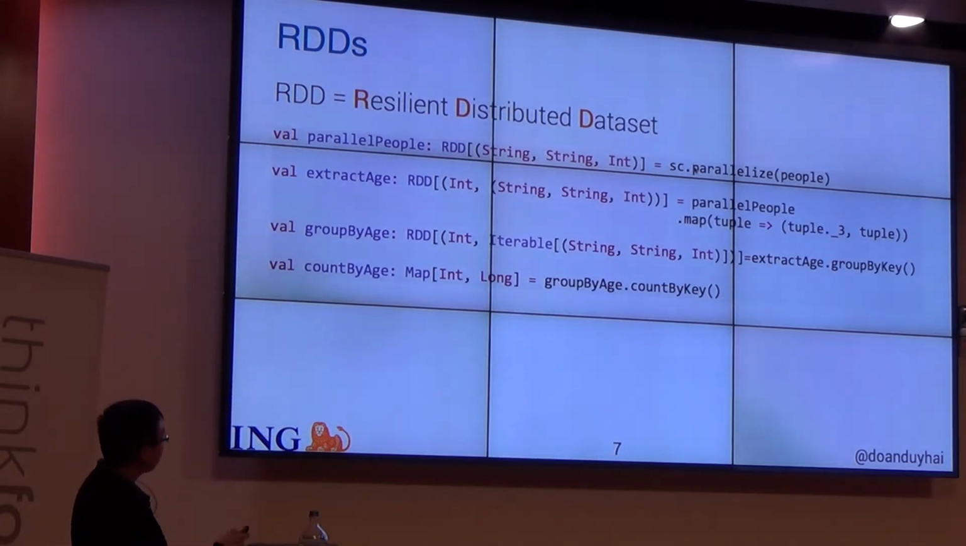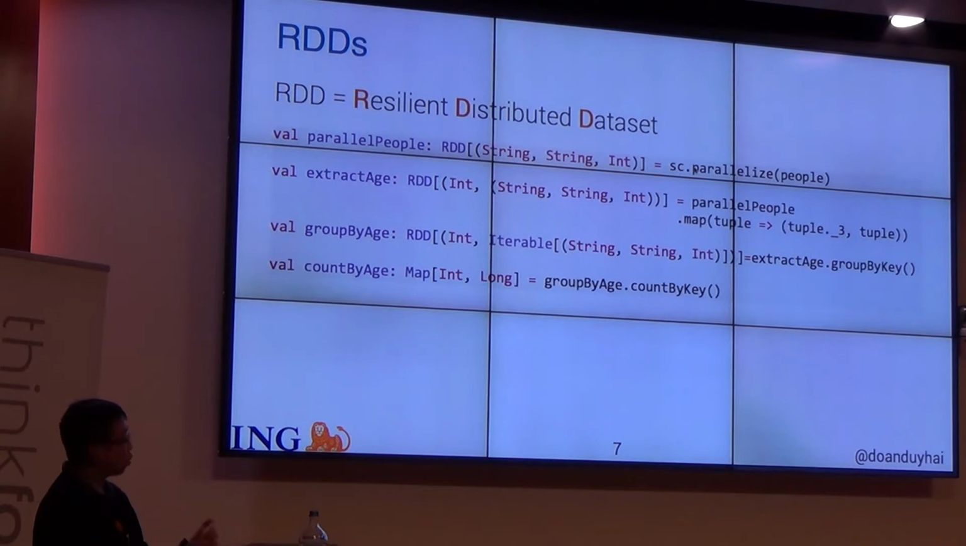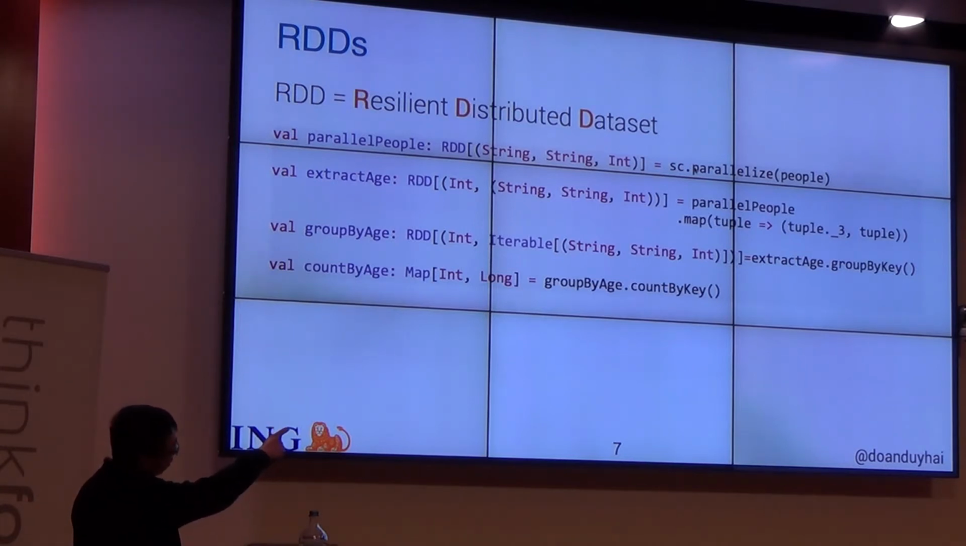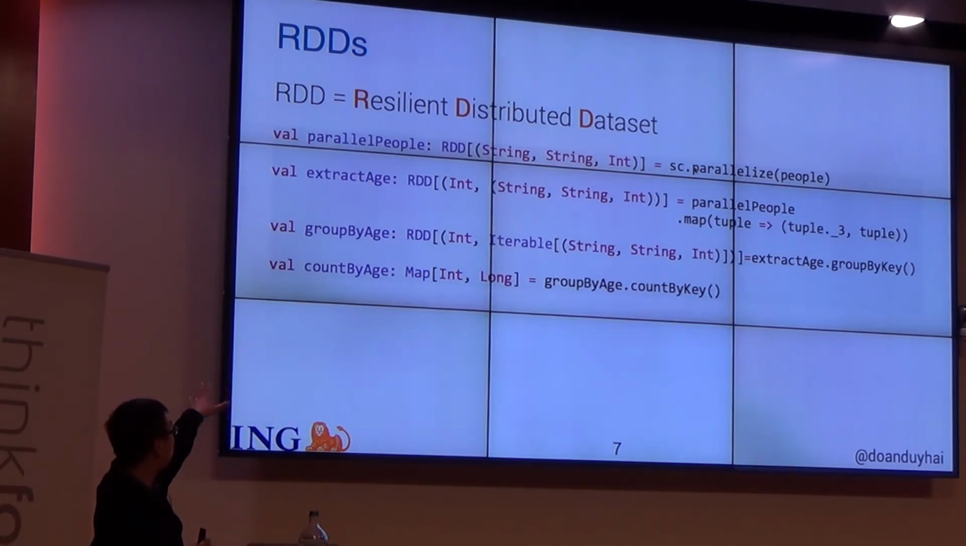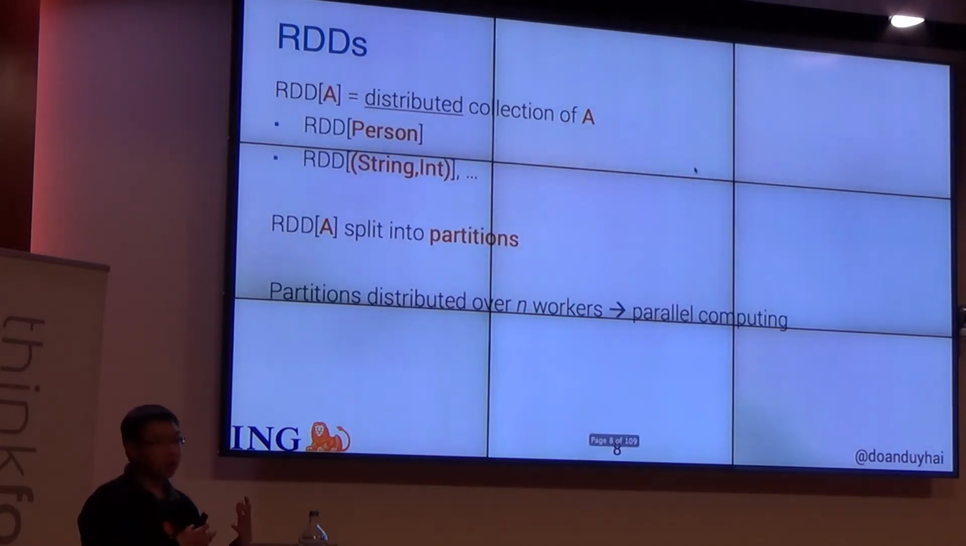Map. So basically what I'm doing here is from my tuple, I extract the age, which is tuple underscore 3, because the age is at the 3rd position. And from this, I perform a group by, so I want to group all those people by their age. And then I want to count by key, which gives me the number of people for each age. Okay. Very simple.